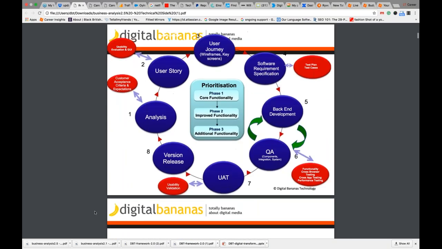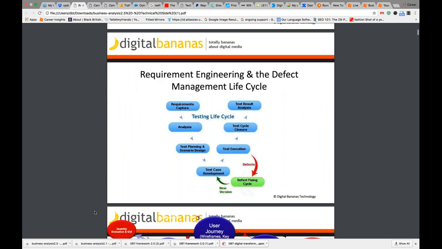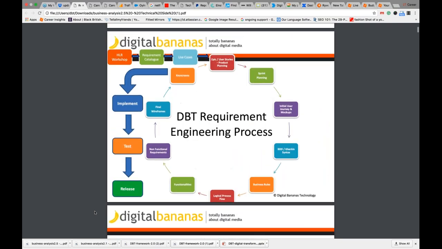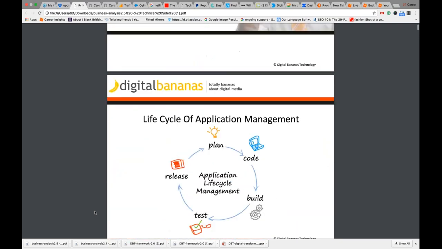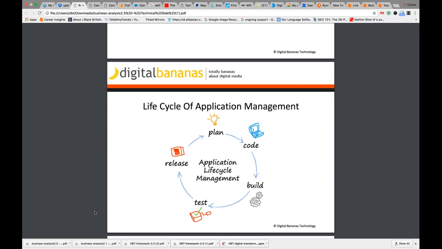So for example, you won't find this in a textbook. This is the real deal. So let me shut up. All right, so let's come over here and just stop here. The job of the technical BA is to translate business requirements into technical requirements and communicate it back and forth. So let me recap.